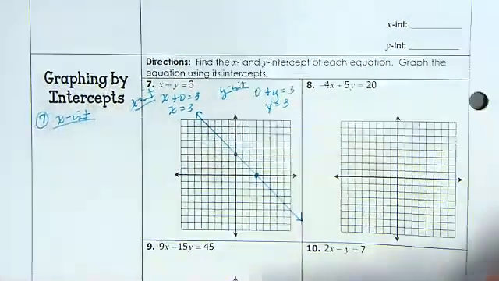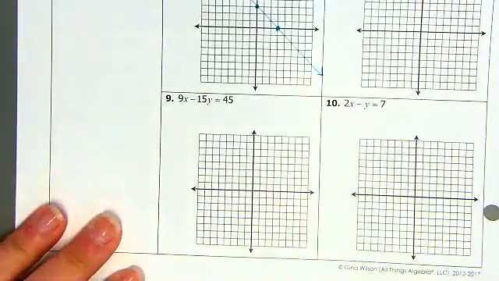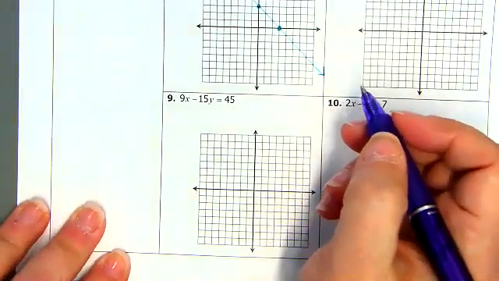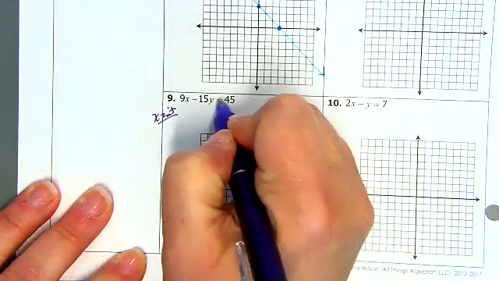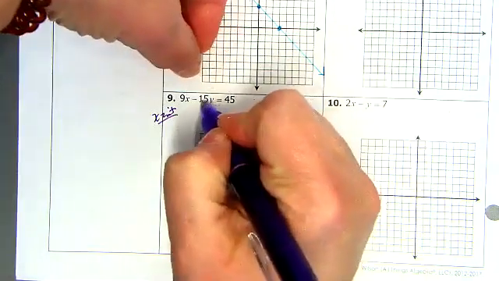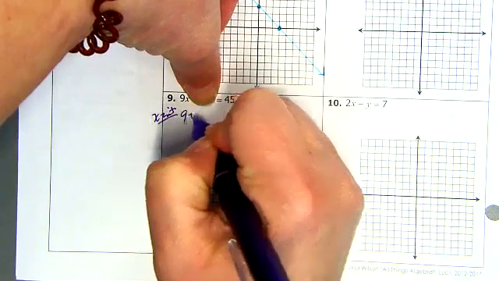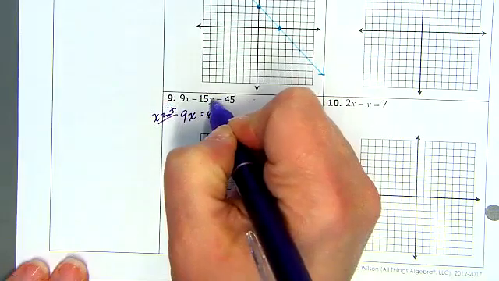Okay, jumping down, we want to try number 9. So looking at number 9, I've got to find my x and y-intercept. So for the x-intercept, remember, that means I'm plugging in a 0 for y. So that means when I plug in 0 for y, this goes away. And I'm left with 9x equals 45. Because I'm plugging in the 0 for y.